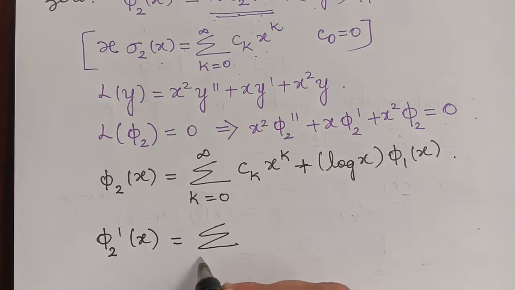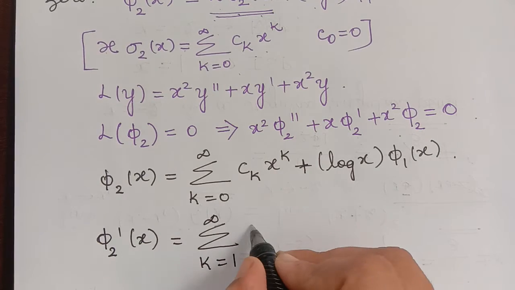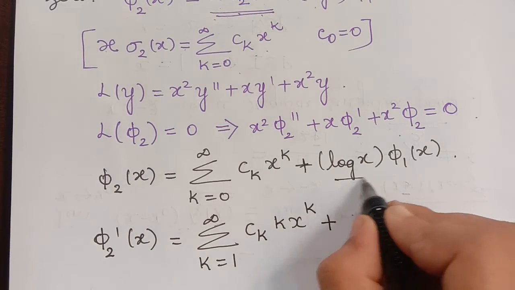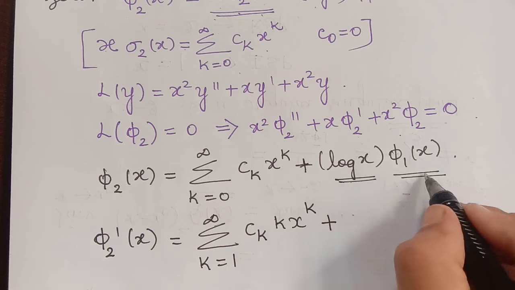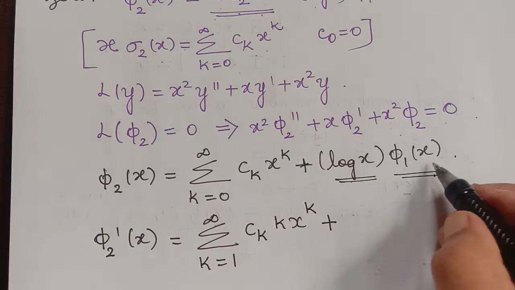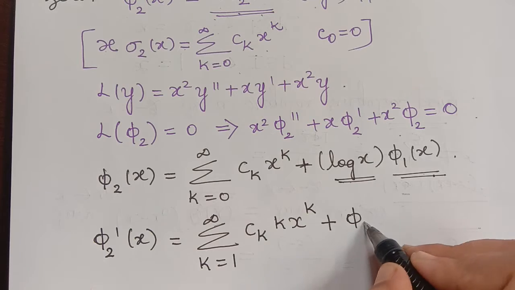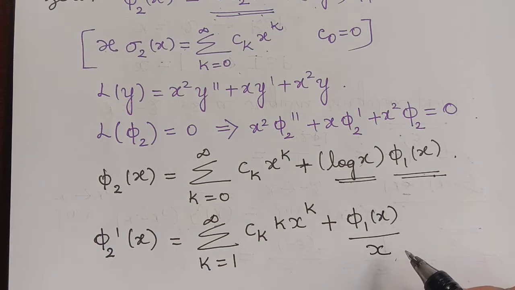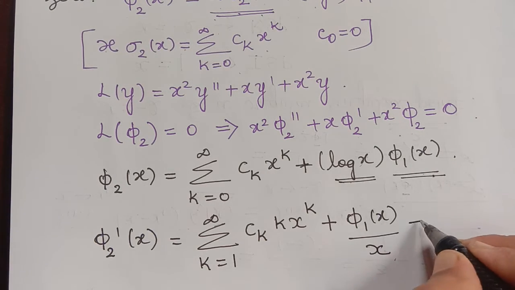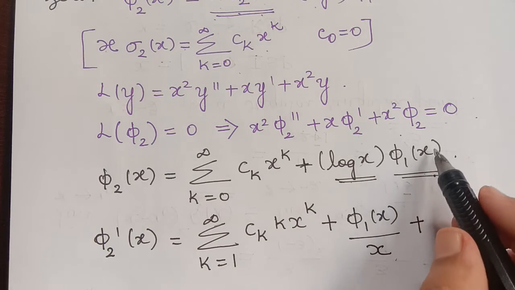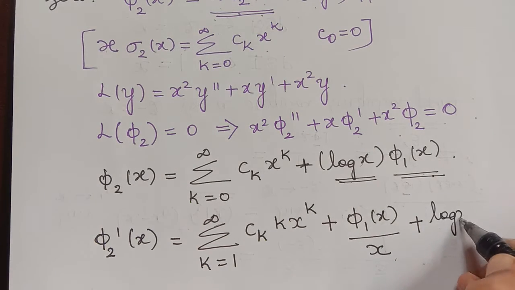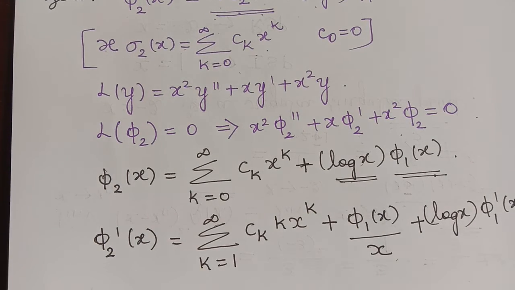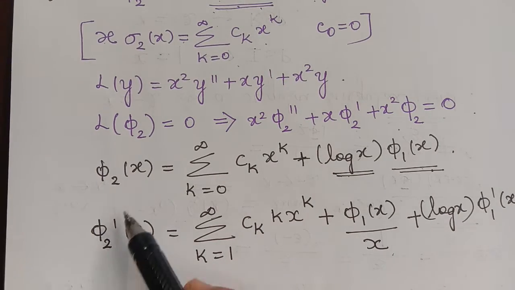As I told you, while differentiating this, it will become summation k equal to 1 to infinity ck k multiplied with x to the power k, plus, now this has to be done by using the UV method. When we use the UV method, first we can have phi 1 as it is. So phi 1 of x multiplied with the differentiation of log x, which is 1 by x, and then plus log x as it is, and differentiate phi 1 of x, and so we get log x multiplied with phi 1 dash of x. So this is what we obtain for phi 2 dash of x.